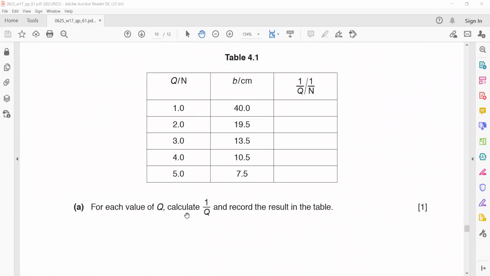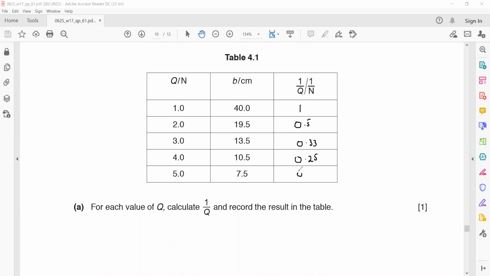For each value of Q, calculate 1 over Q and record in the table. So we have Q. What will be 1 over Q? It means 1 divided by 1, 1 divided by 2, 1 divided by 3. So what is the first? 1 divided by 1 will be 1. What about the second one? 1 divided by 2? 0.5. Then 0.33. Then 0.25.